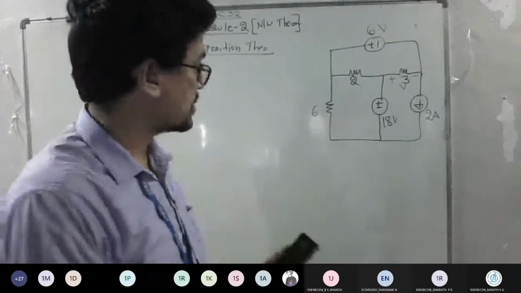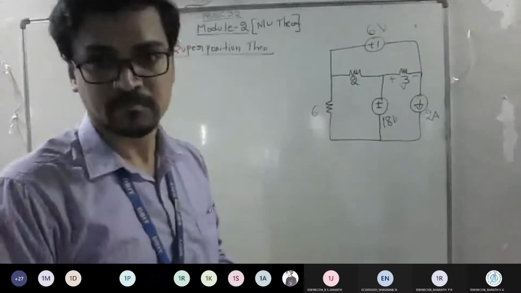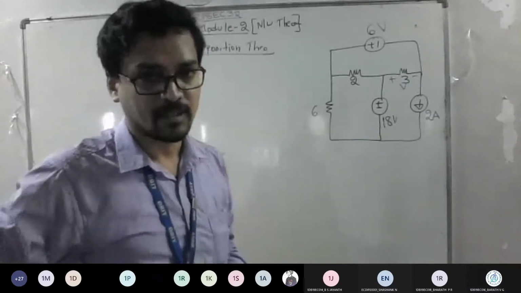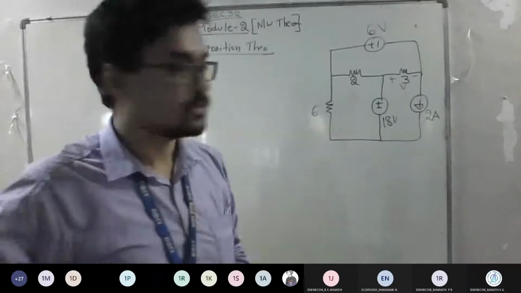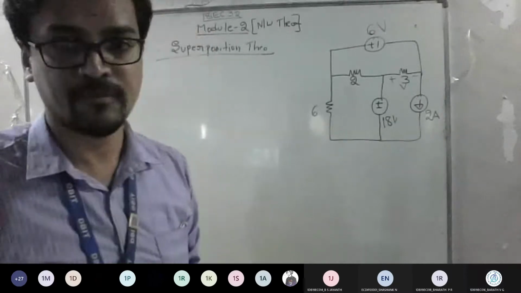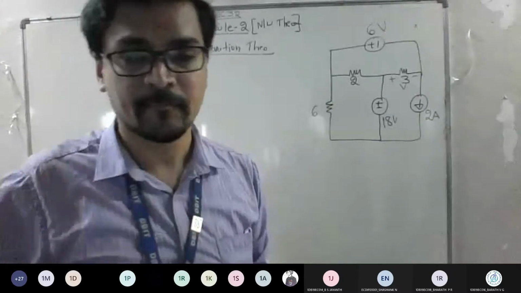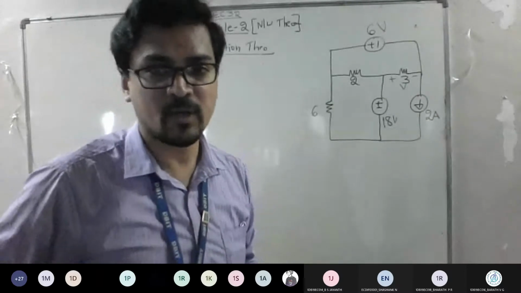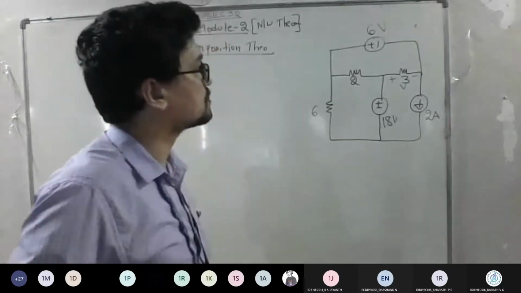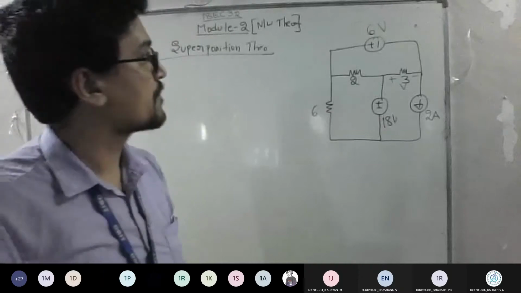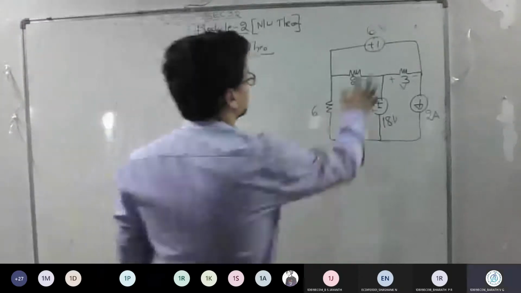Is it fine here? Return the question. Okay, fine. So now apply the logic that I taught you. Count the number of independent voltage sources. In this problem, it is purely independent sources, right? How many independent voltage sources do you have?